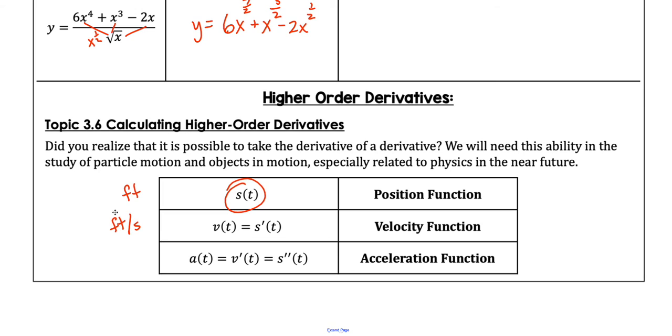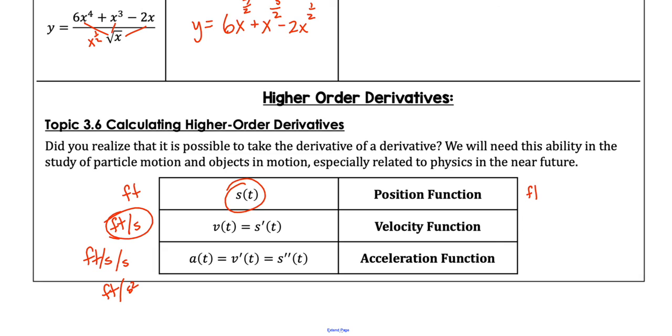If I take the derivative of velocity, what I'm going to do is find how fast the velocity is changing. So feet per second, which happens to be feet per second squared. So the derivative of velocity gives you acceleration. And you probably wouldn't have noticed it. Do you remember how you were given these formulas in physics?